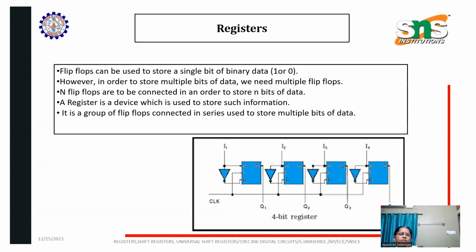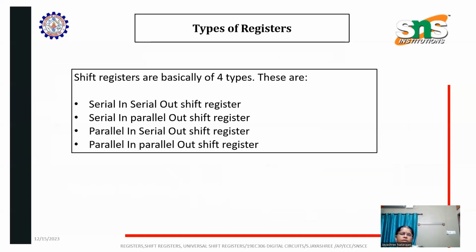A register is a device used to store such information. It is a group of flip-flops connected in series used to store multiple bits of data. Here is an example of a 4-bit register. To store 4 bits, 4 SR flip-flops are used here. So this is a 4-bit register that you are seeing in this diagram. Then we discuss various types of registers.